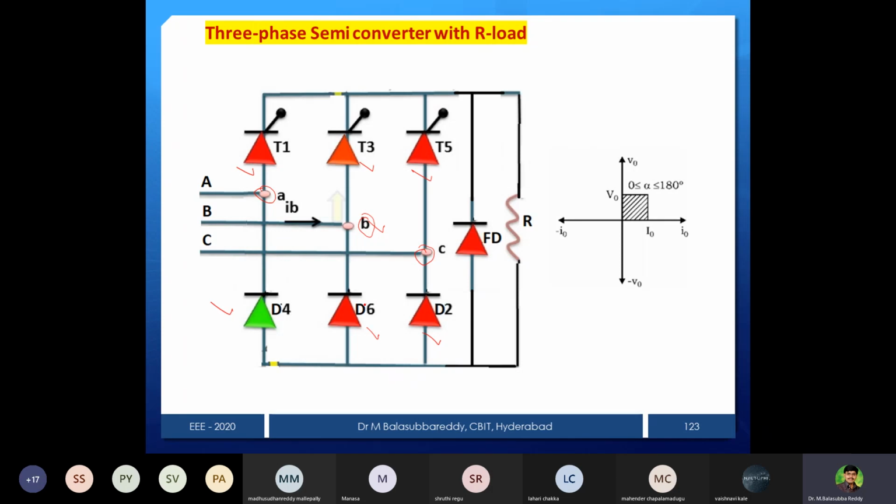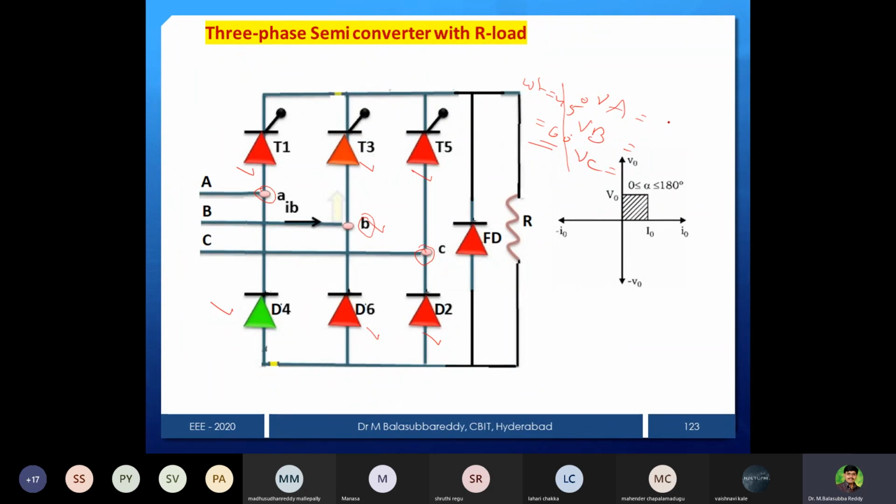So at any particular instant, you can see all the phase voltages, A phase, B phase, C phase, and from that, whichever is more positive among the three phases, the corresponding device is going to be forward biased. Suppose at omega t equal to 45 degrees, not alpha, I am telling omega t equal to 45 degrees, or 30 degrees or 60 degrees, or any value of omega t. You can find the A phase voltage, B phase voltage and C phase voltage.